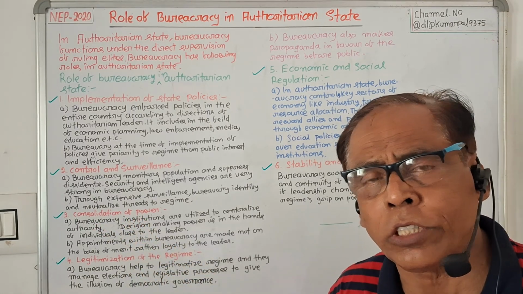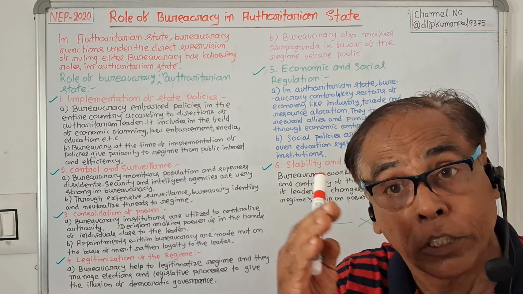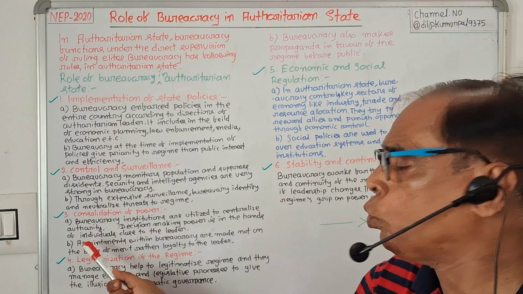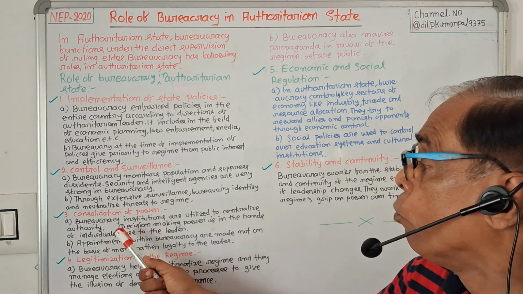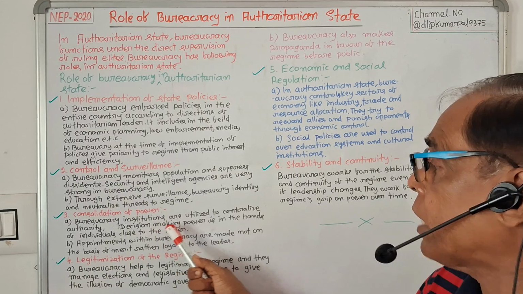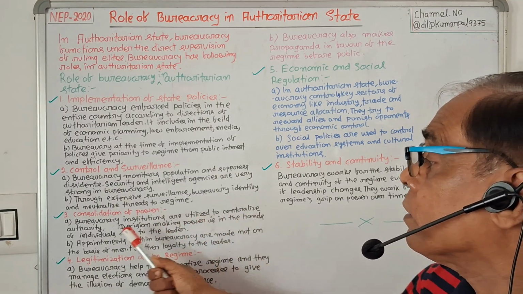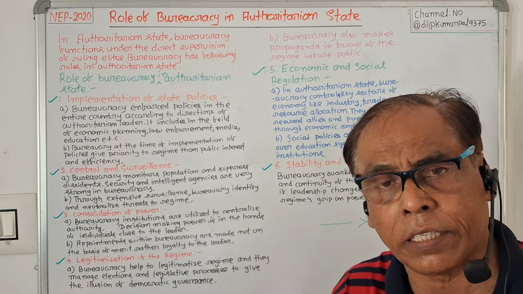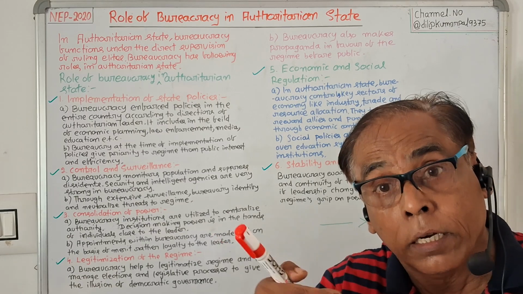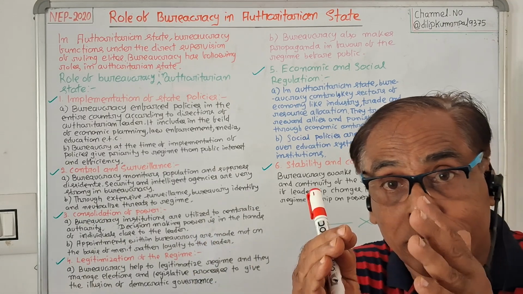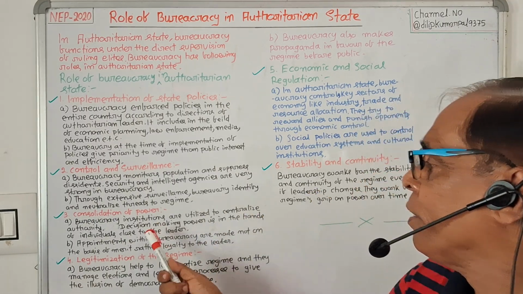Another function of bureaucracy in authoritarian state is consolidation of power. Under consolidation of power, bureaucracy has two important functions. Number one, bureaucracy institutions are utilized to centralize authority, for the concentration of power.